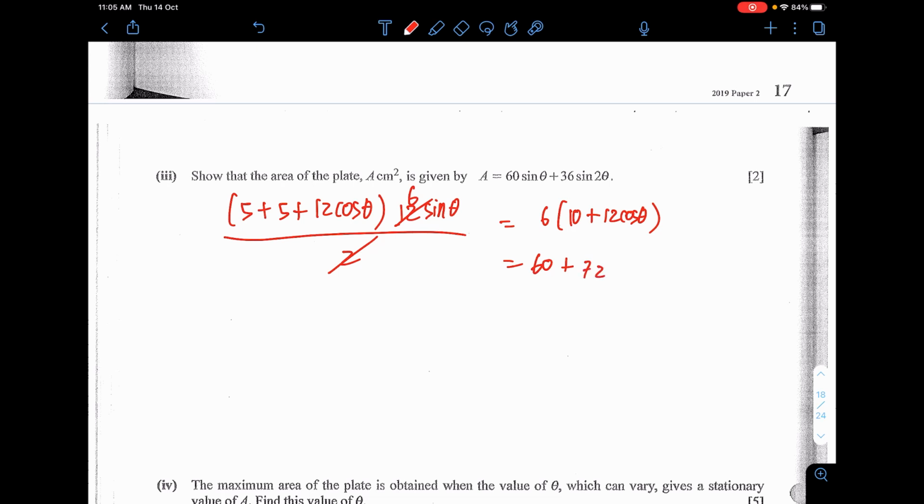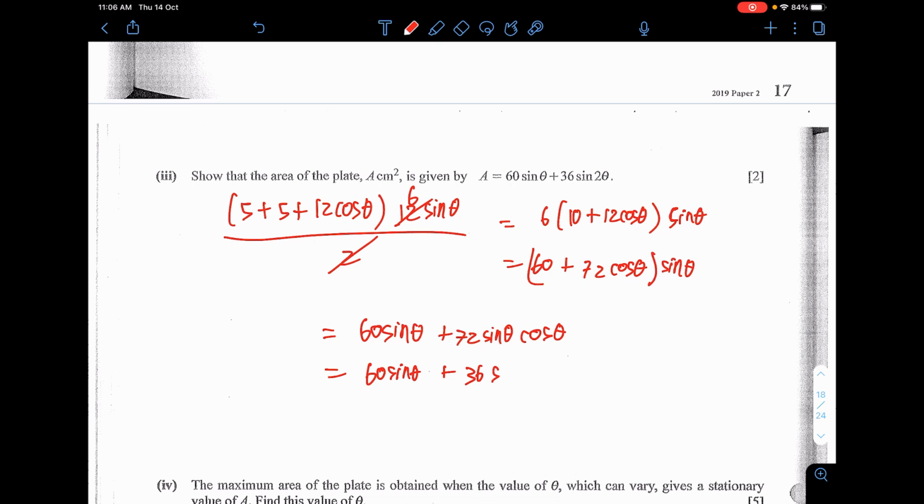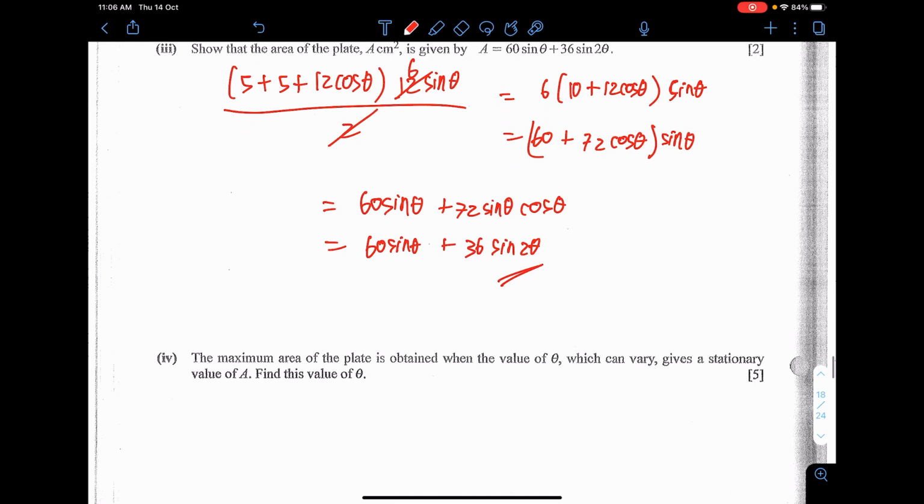But this is actually not exactly what they want from us. Oh, wait, I forgot to write the sin theta. Yes, okay, we have to expand it. So I have 60 sin theta, which is what they ask you, and then there is 72 sin theta cosine theta. Quite easy. I just need to use the double angle formula here, giving us 36 sine of 2 theta. Yeah, proven already.